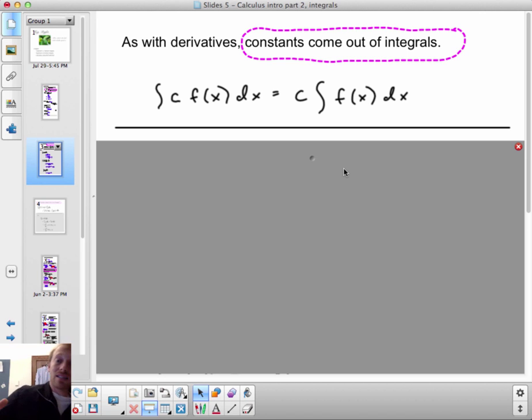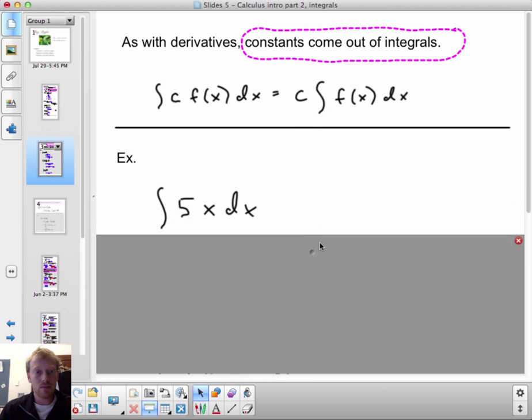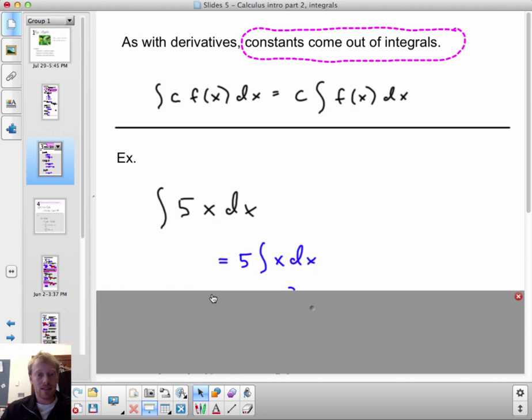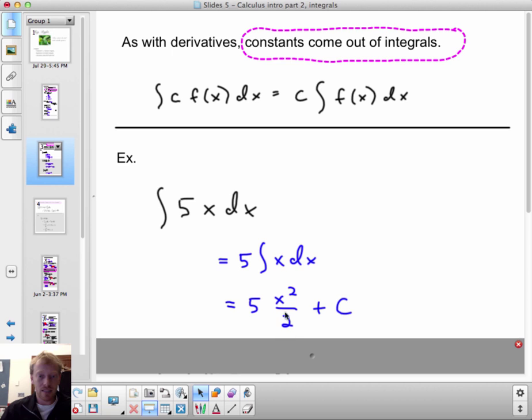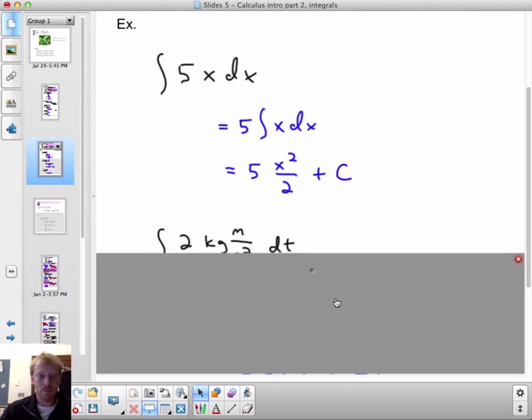As with derivatives, constants come out of integrals, so the integral of some constant times f of x dx is equal to the constant times the integral of f of x dx. If I want to find the integral of 5x dx, I can do that by finding 5 times the integral of x dx, and the integral of x dx is x squared over 2, so 5x squared over 2 plus c. Should I have written 5c? Well, 5 times a constant is a constant, so I can just write a constant there and be fine.